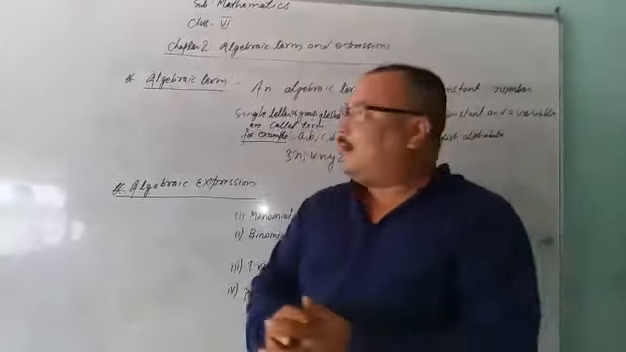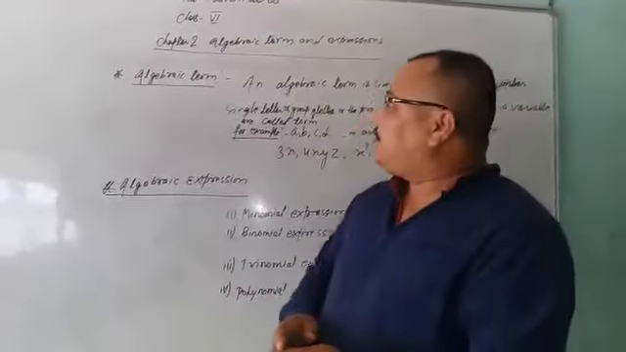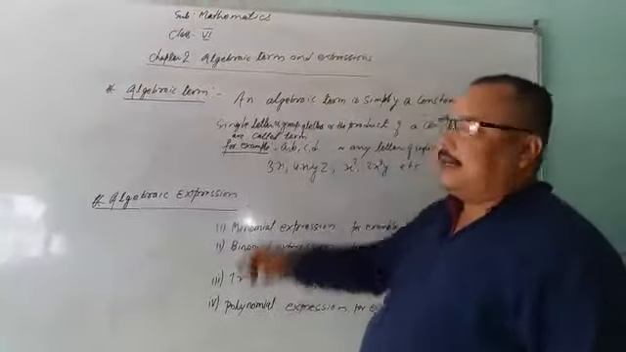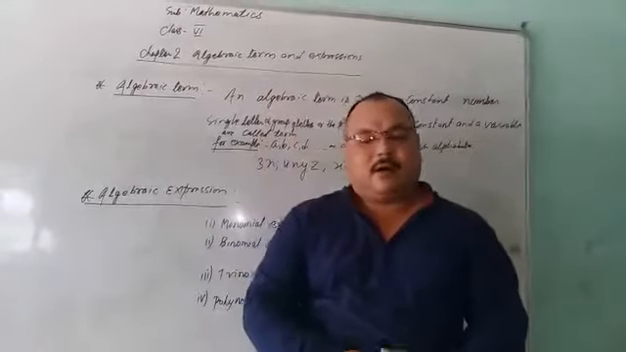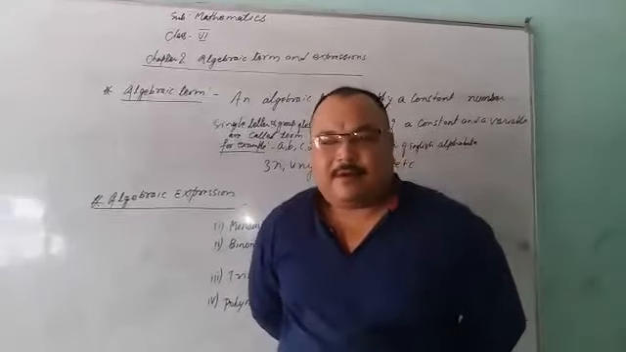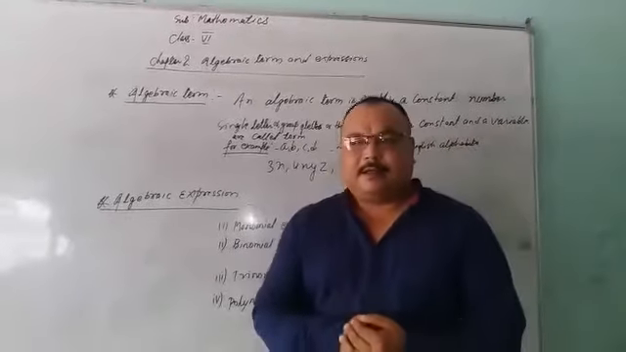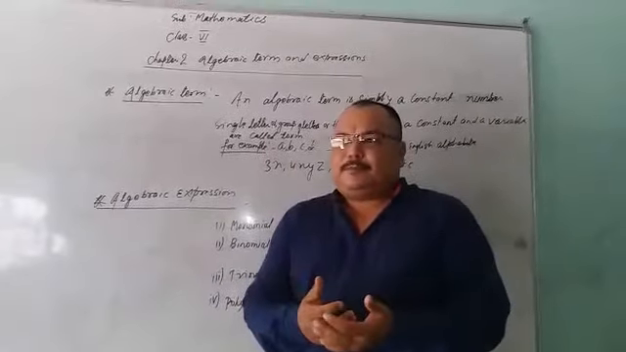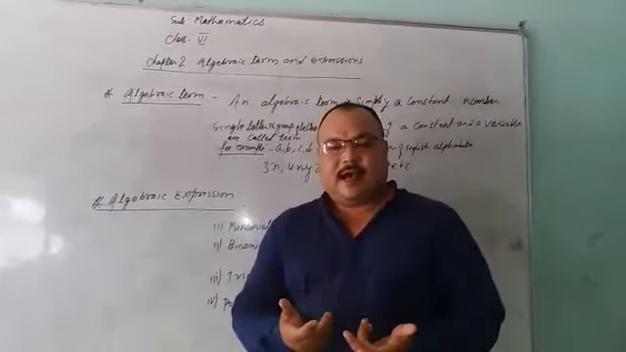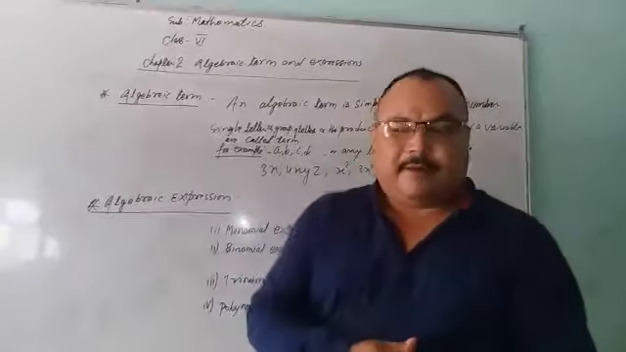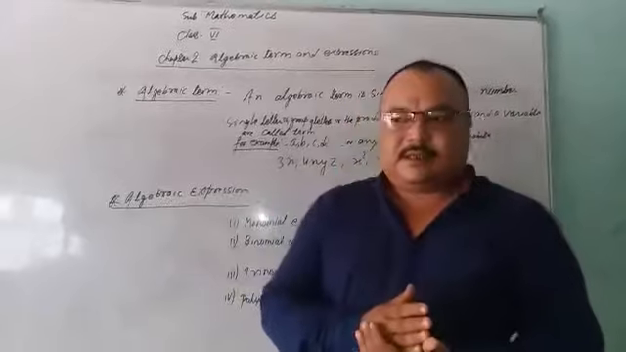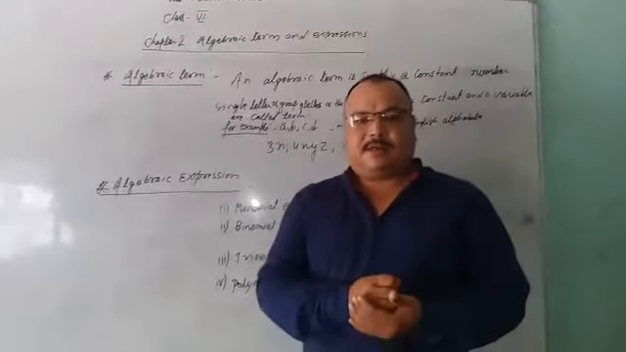Today we learn our next chapter, algebraic terms and expressions. So, my dear students, in my previous class we learned constant and variable. Did you know the constant and variables? Yes, of course, you know very well. Variable means unknown, unfixed, changeable values are called variable, and constant means fixed, not changeable.